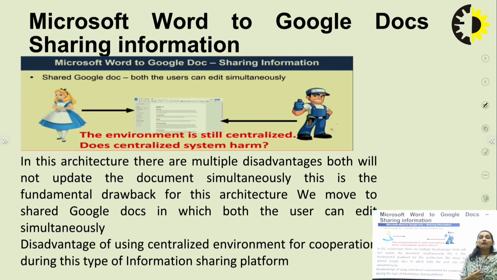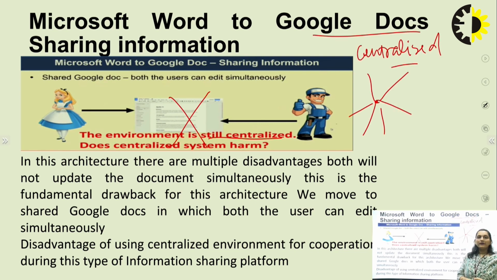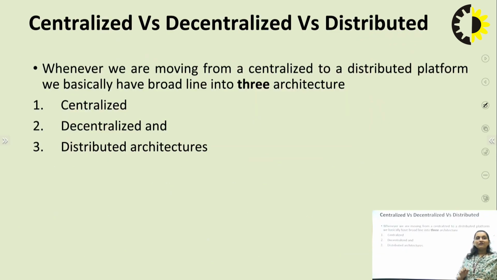But in today's scenario, we create a Google Doc. This is an example of centralized. In a centralized way, we have a single authority, a single server, and everyone is coordinated through that single server. So we have three architectures here. We will see from centralized to decentralized, and decentralized to distributed architecture. We will see one by one why we use a blockchain distributed architecture.